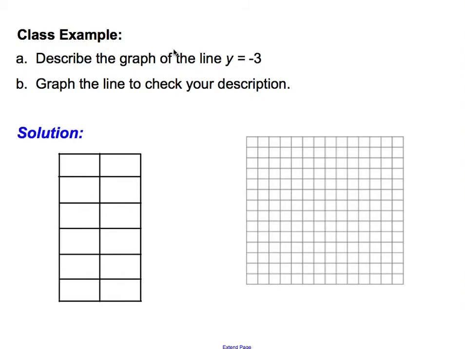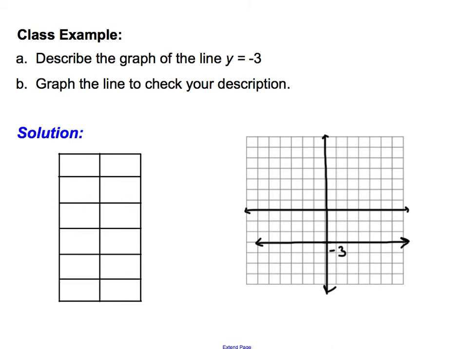Describe the graph of the line y is equal to negative 3. Notice that I only have one variable, so I know it has to be either horizontal or vertical. Oblique lines are the only ones that have both variables. So since it's y is equal to, it must cross the y-axis. It crosses it at negative 3. So don't go nuts here. That's your line.